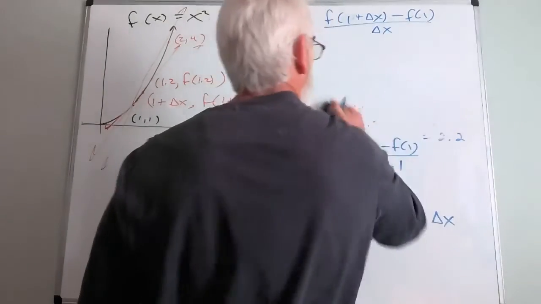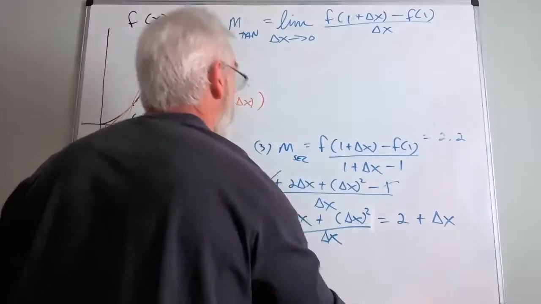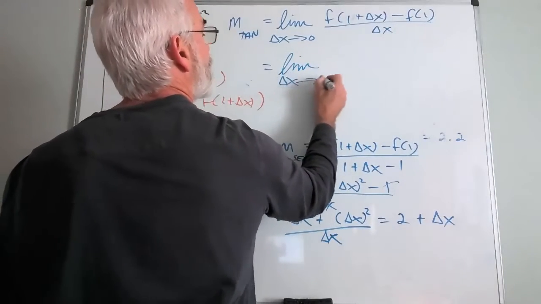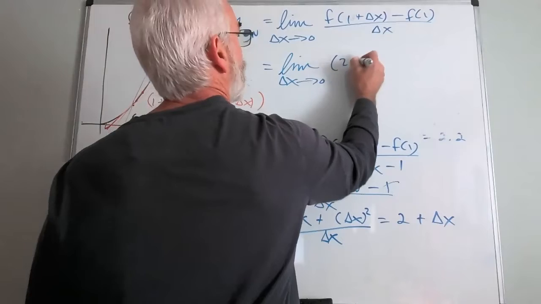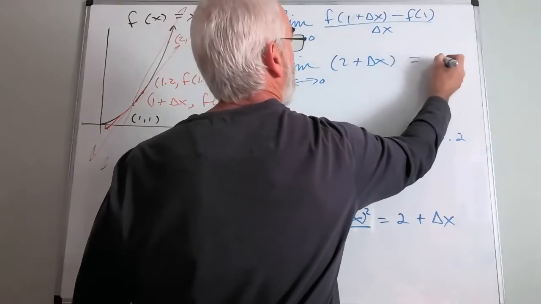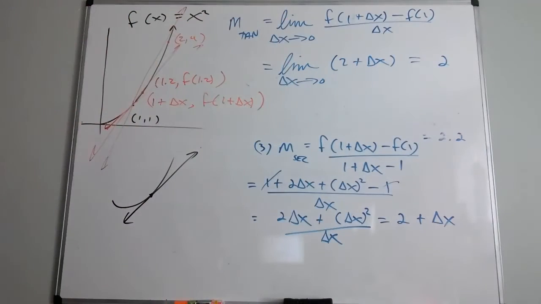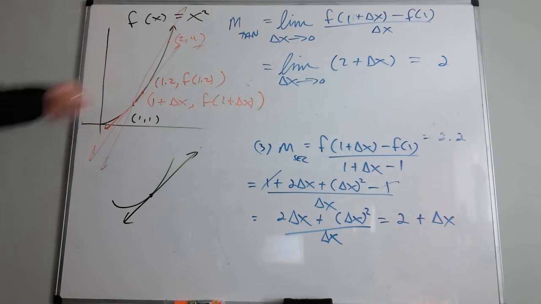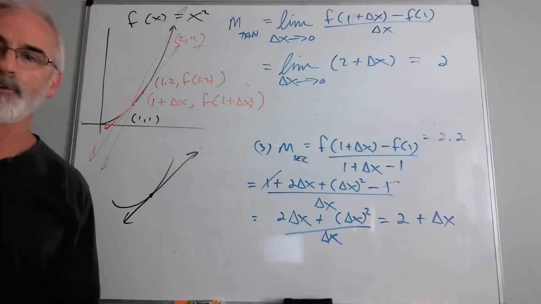We've already done the algebra once, so I'm not going to repeat the algebra. So this would be the limit as delta x goes to 0 of 2 plus delta x, which would simply be 2. Cool. So I can tell you now that the slope of the tangent line on this parabola at the point 1, comma 1 is simply 2.